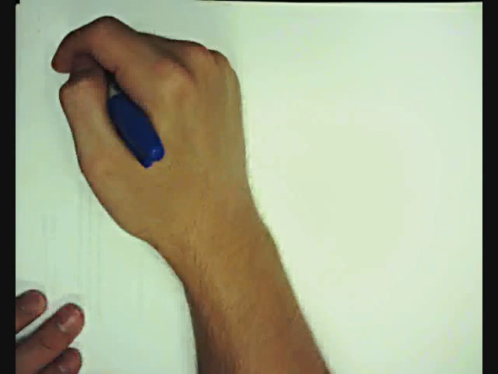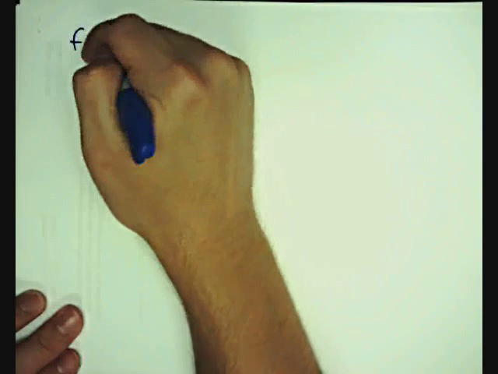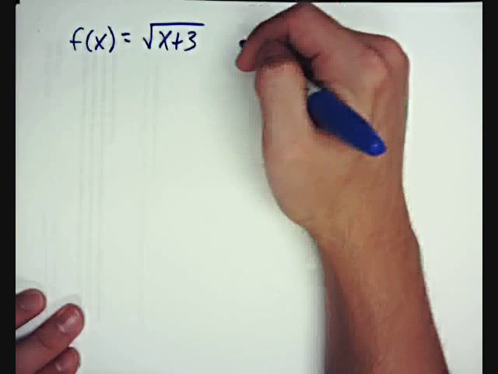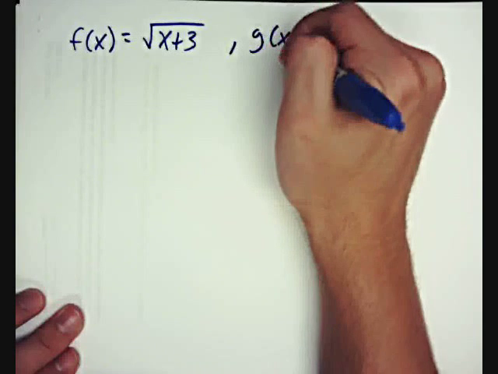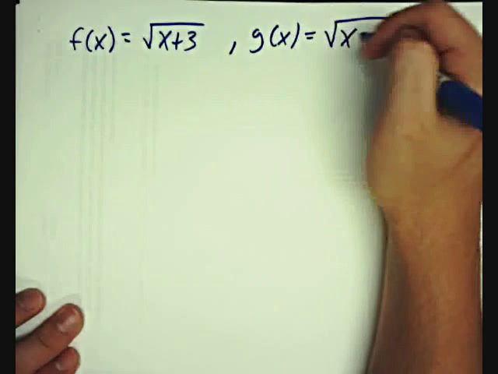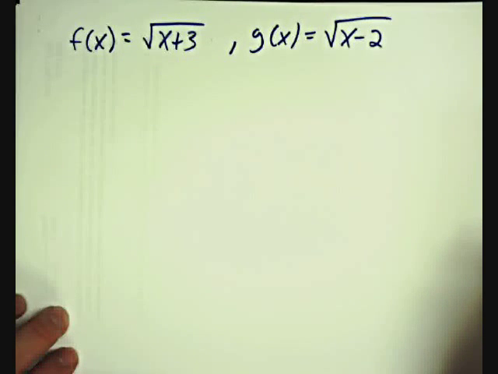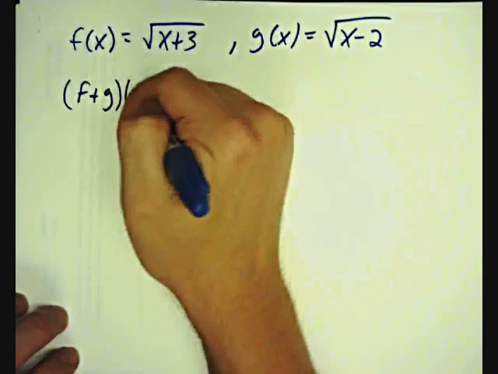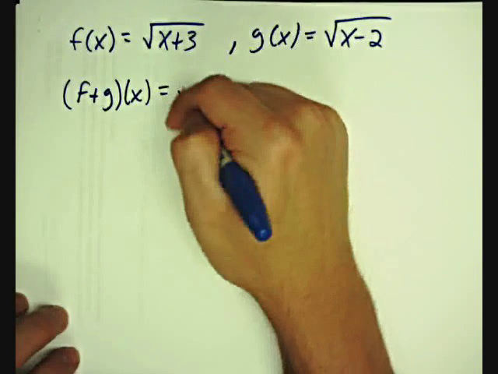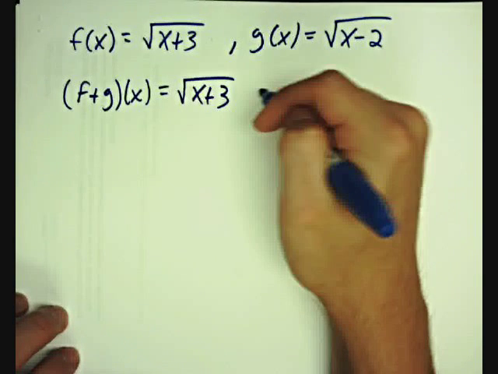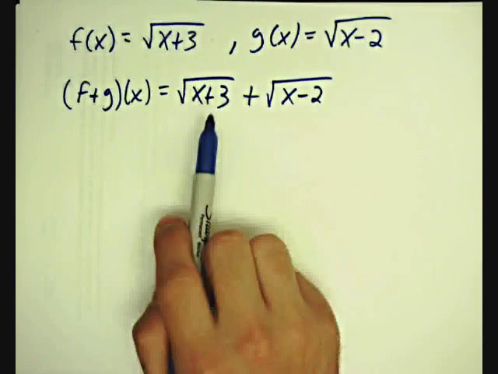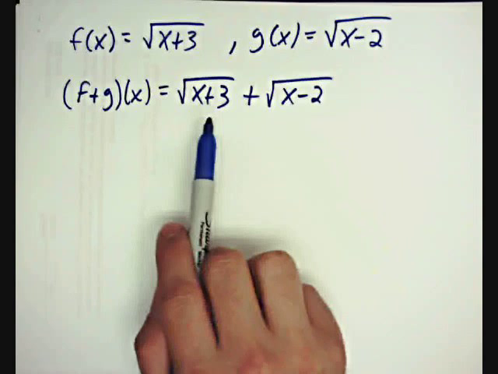Example 3, our functions for this problem are f of x equals the square root of x plus 3, and g of x equals the square root of x minus 2. Okay, we're asked to find f plus g of x. So this would be the square root of x plus 3 plus the square root of x minus 2. Okay, and there's nothing that you can do to simplify that because these two square roots are different.